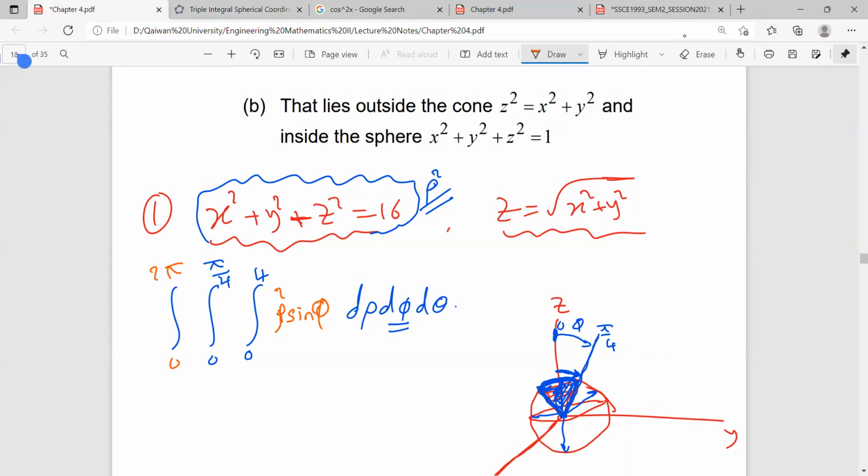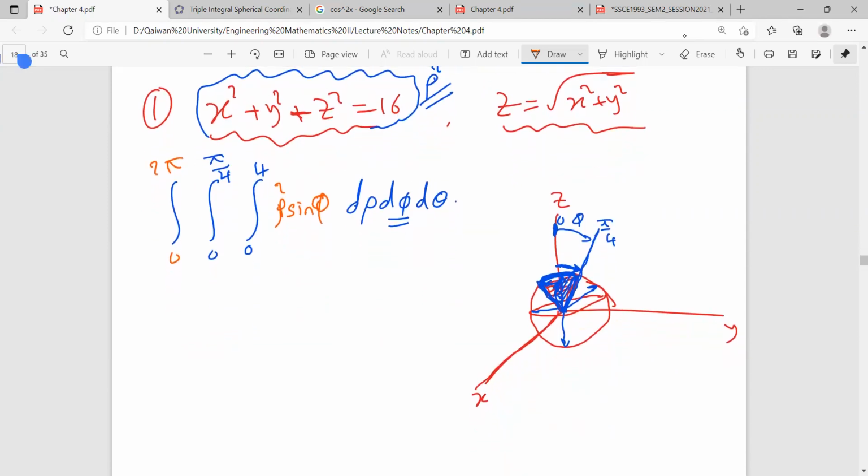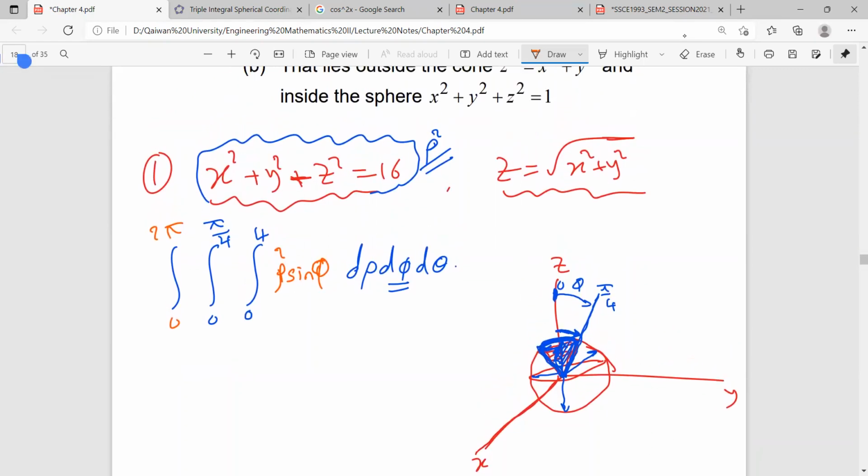Now, we are going to find this 3.2. The most important thing here is to find rho, phi, and theta, I mean the limits for rho, phi, and theta. Here we found rho. Rho is the radius of the sphere, which is 4, from 0 to 4.